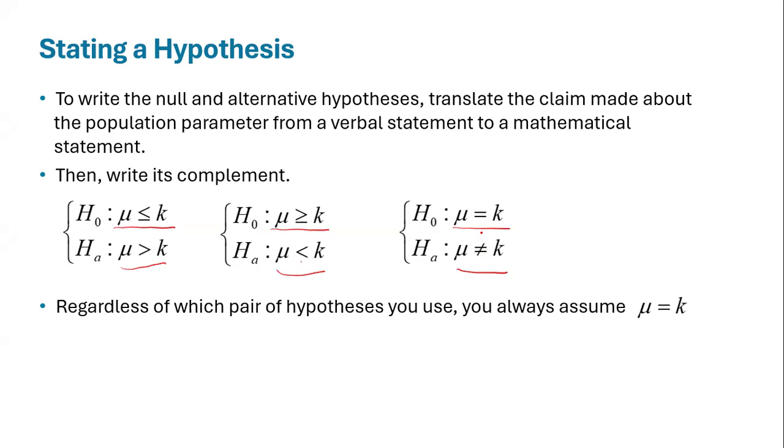Okay, and we always assume that the mu is equal to that claim number. Sometimes you may see in some homework problems or some books that for the null hypothesis they always put an equal sign. That is okay as well. So instead of less than or greater than in the null hypothesis, we can only put the equal sign. But for the alternative, we have to make sure that it's greater than or less than or not equal to.